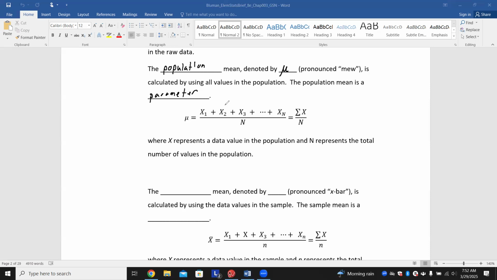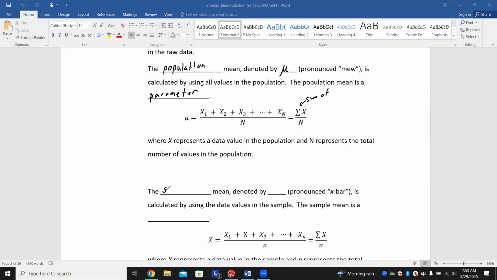To calculate the mu, you just add up every single value in the population and divide by how many are in the population. Note that it is a capital N when you're dealing with the entire population. So we take the sum of, this means sum of, meaning we're going to add all of those values and then divide. So again, where X represents a data value in the population. So all these are just certain data values all added up. And capital N represents the total number of values in the population.